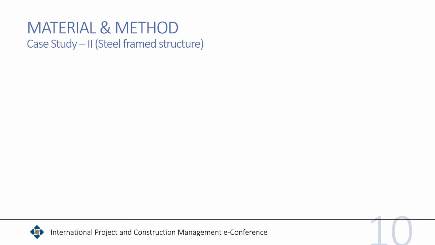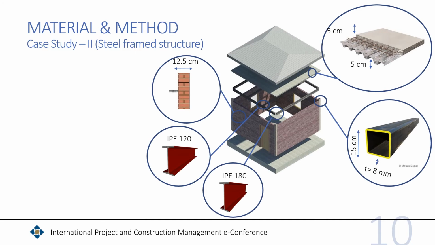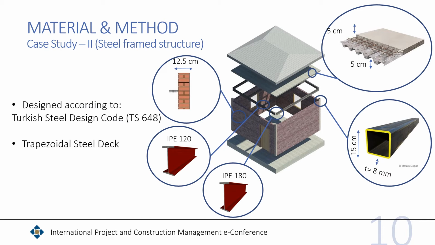The steel structure is determined according to the Turkish steel design code. The same loading principles are applied to the structure. A 5 cm height reinforced concrete slab on a steel trapezoidal deck is designed for the ceiling. In order to simplify the design and prevent the use of cross beams in the structure, square-shaped steel boxes with a side of 15 cm and thickness of 8 mm are used for columns. Main beams in the surrounding are assumed as IPE 180 and secondary beams are designed as IPE 120. For this case study, the same foundation and wall system is applied.